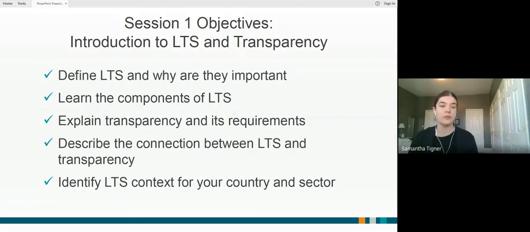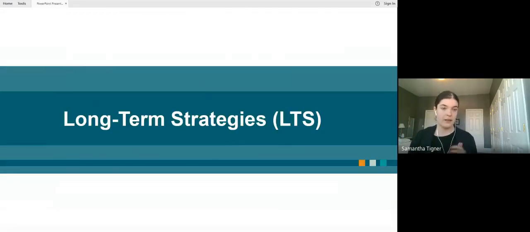And we're also going to do a little bit of an exercise where you'll be able to understand and identify a long-term strategy context for your specific country and sector. Go ahead. Thanks, Logan. So first and foremost, we're going to be talking about long-term strategies a lot.